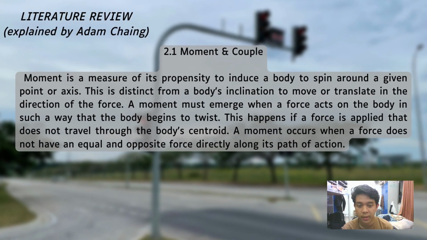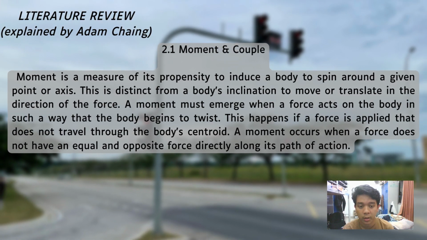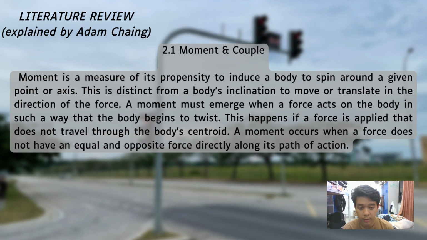Literature review: Moment and couple. Moment is a measure of its propensity to induce a body to spin around a given point or axis. This is distinct from a body's inclination to move or translate in the direction of the force. A moment must emerge when a force acts on the body in such a way that the body begins to twist. This happens if a force is applied that does not travel through the body's centroid. A moment occurs when a force does not have an equal and opposite force directly along its path of action.